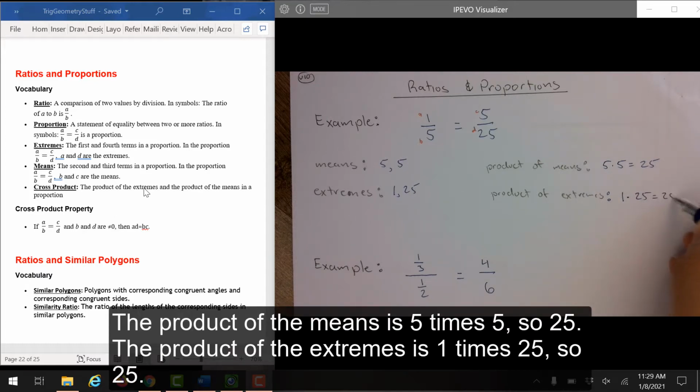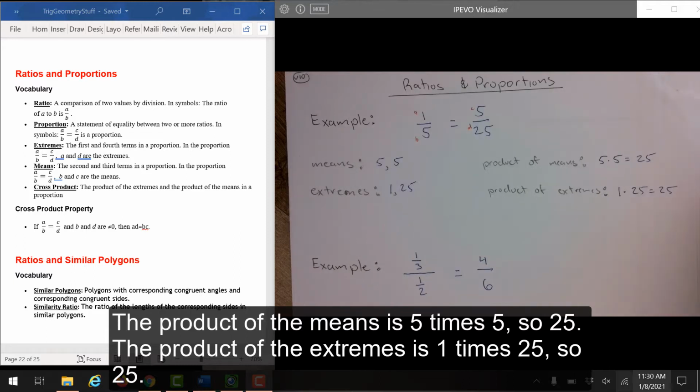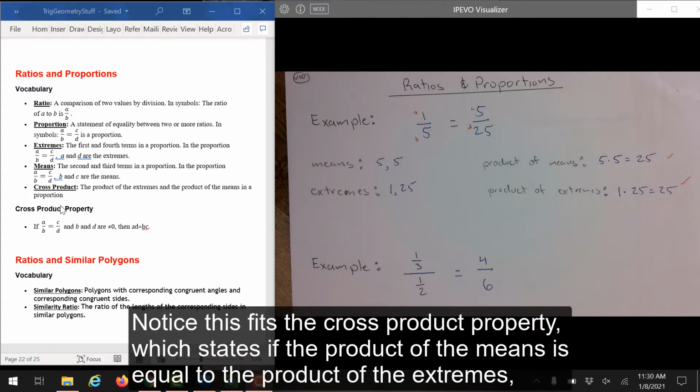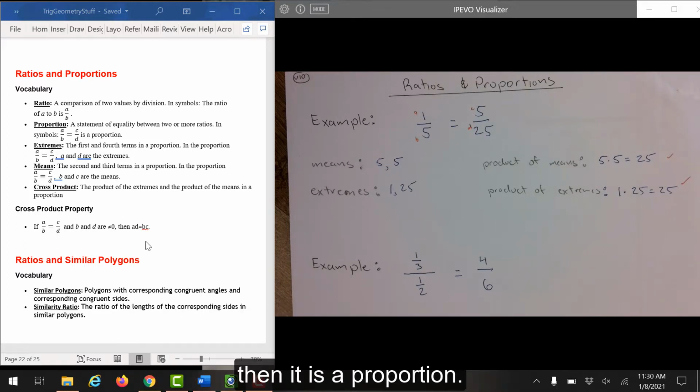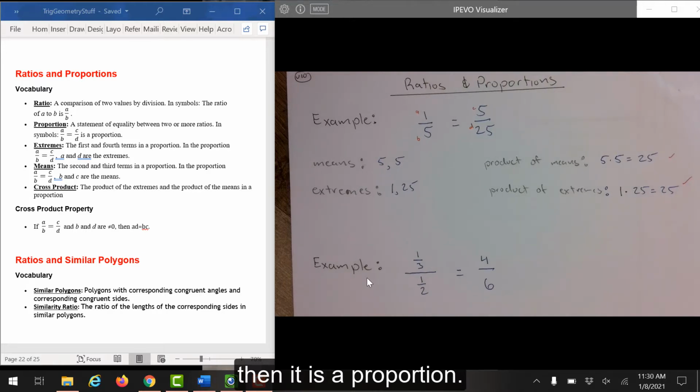The product of the means is 5 times 5, so 25. The product of the extremes is 1 times 25, so 25. Notice this fits the cross product property, which states if the product of the means is equal to the product of the extremes, then it is a proportion.